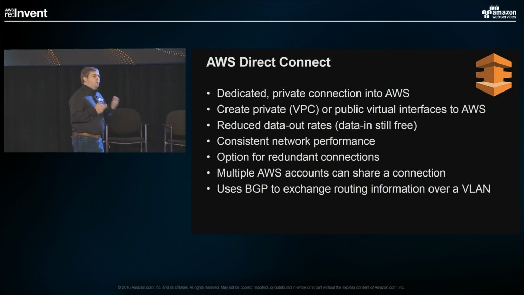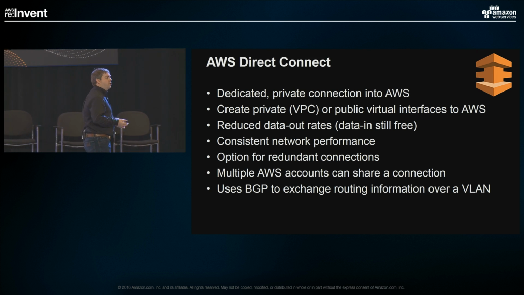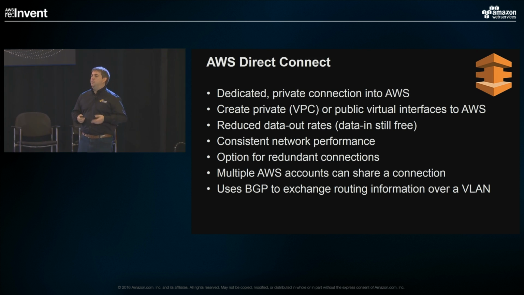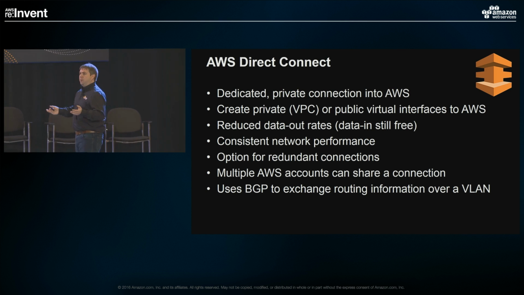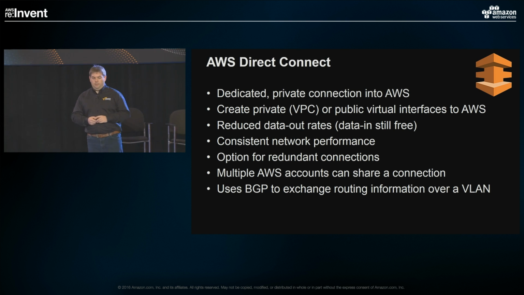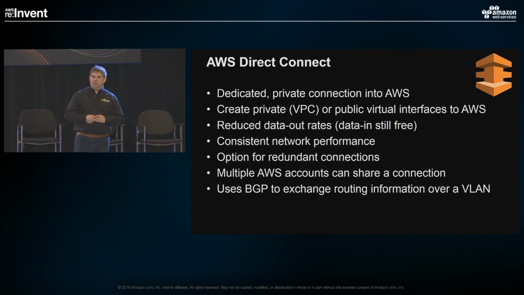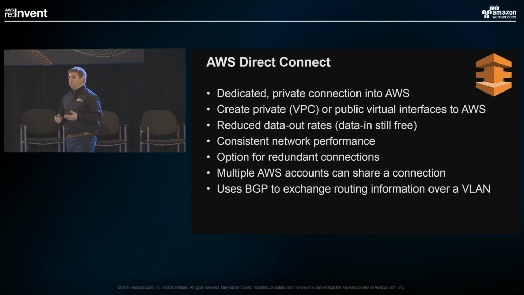Although you might only provision one Direct Connect connection or multiple, you can actually share these across all of your AWS accounts. And it's a very common setup we now see with customers where they have multiple accounts. So you can actually share these Direct Connect connections between them all. And then finally, Direct Connect uses BGP for exchanging routing information. So there is no static option on Direct Connect.